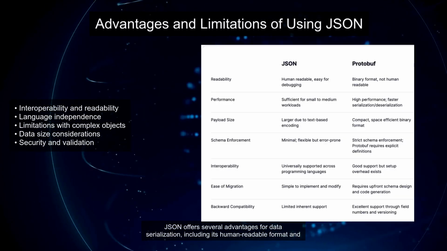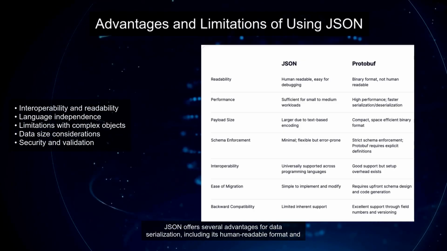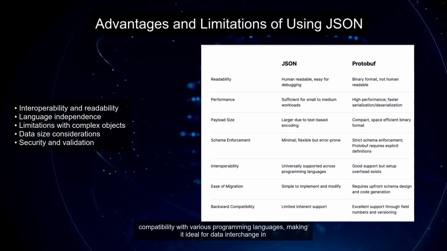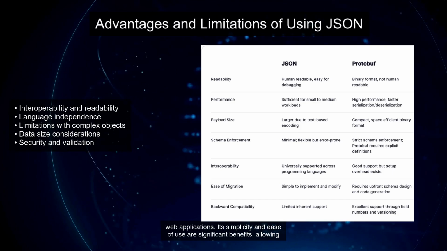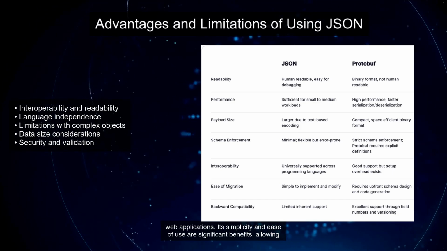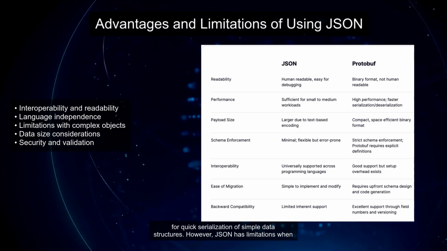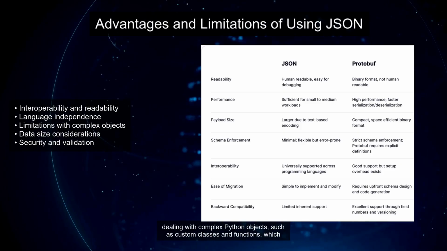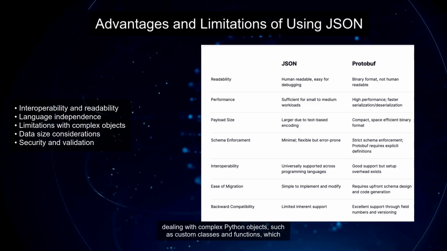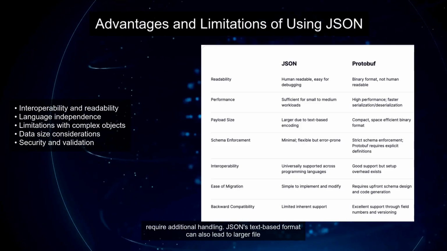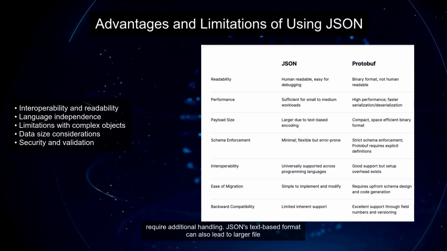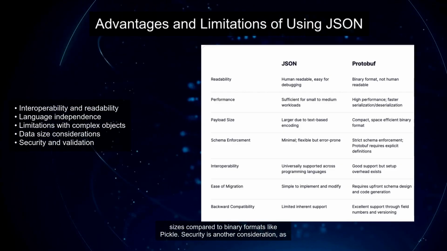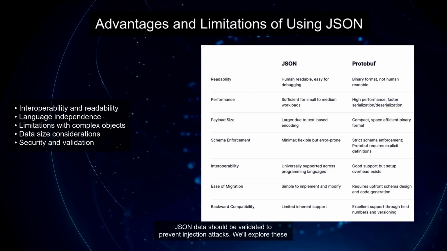JSON offers several advantages for data serialization, including its human-readable format and compatibility with various programming languages, making it ideal for data interchange in web applications. Its simplicity and ease of use are significant benefits, allowing for quick serialization of simple data structures. However, JSON has limitations when dealing with complex Python objects, such as custom classes and functions, which require additional handling. JSON's text-based format can also lead to larger file sizes compared to binary formats like Pickle.